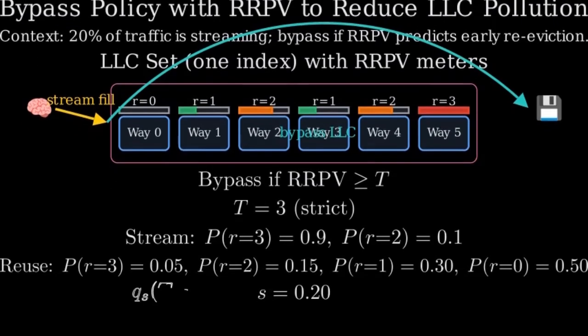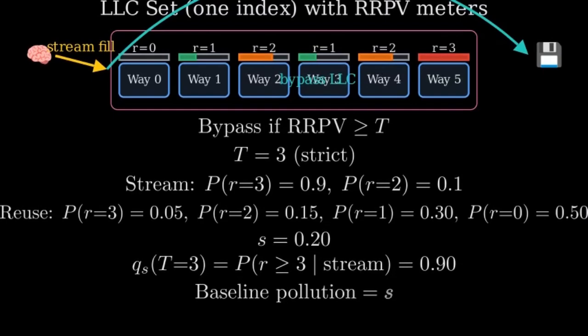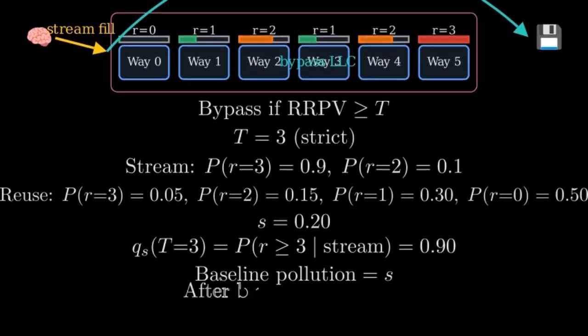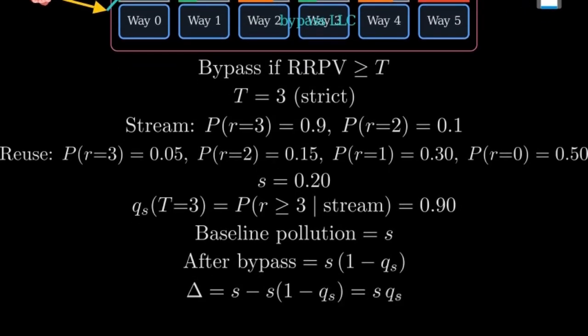Let S be the fraction of stream traffic. Here S equals 0.2. Let QS of T be the probability that a stream block has predicted re-reference above or equal to threshold T. With T equals 3 from our histogram, QS equals 0.9. Baseline stream pollution rate per access is S. With bypass, the remaining stream pollution is S times (1 minus QS). Therefore, the absolute reduction in pollution per access is S times QS.